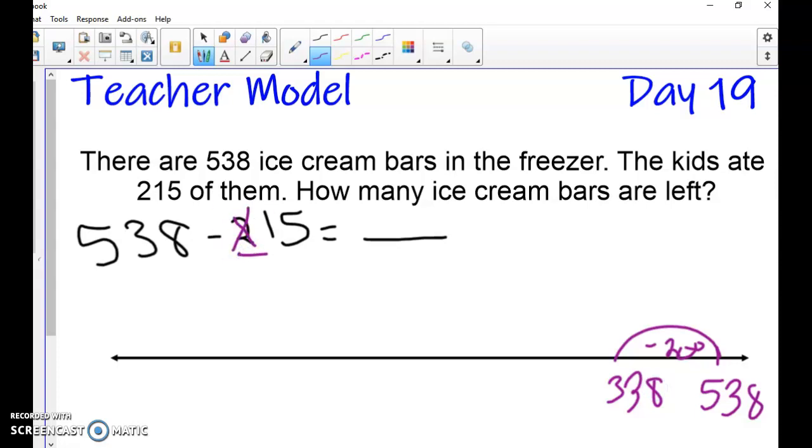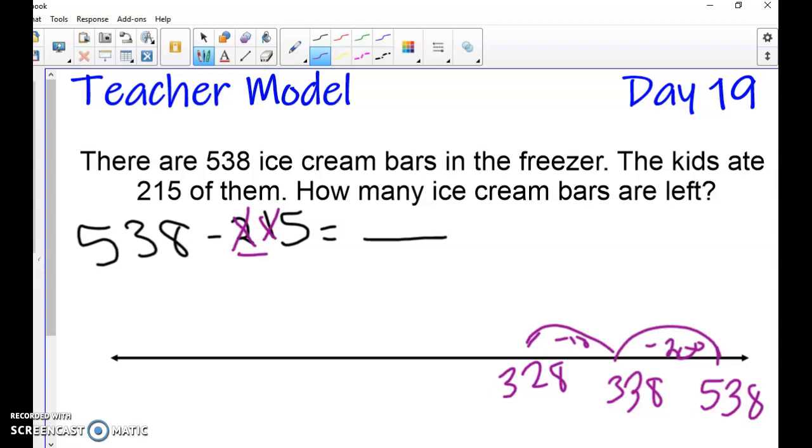Now I'm going to subtract 10. 338 minus 10, and the place value that's changing is my tens place. So 338 minus 10 will be 328, because 3 tens minus 1 ten is 2 tens. 30 minus 10 is 20.